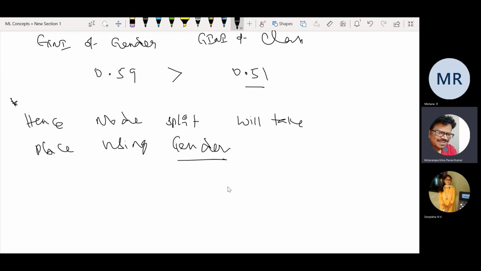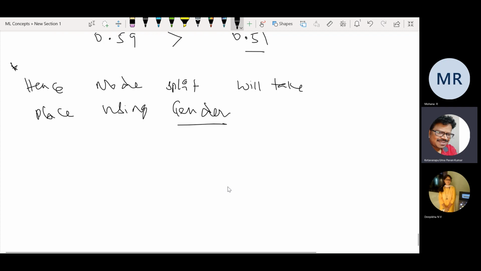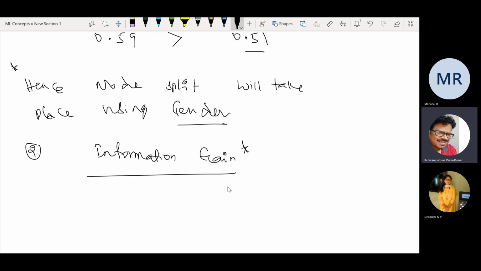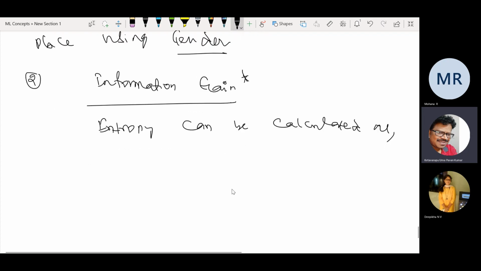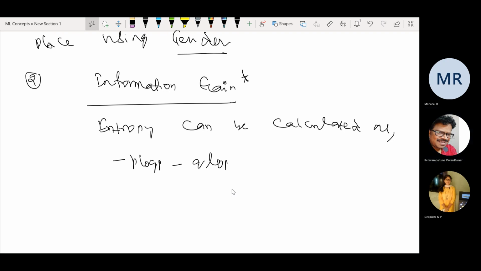However, I will paste some additional information with you. You practice that chi-square, but after Gini, the most important thing is information gain, and even the implementation is very simple. Information gain comes under the category of entropy. You might have heard about the term entropy, and it can be calculated with a very simple equation: minus p log p minus q log q.